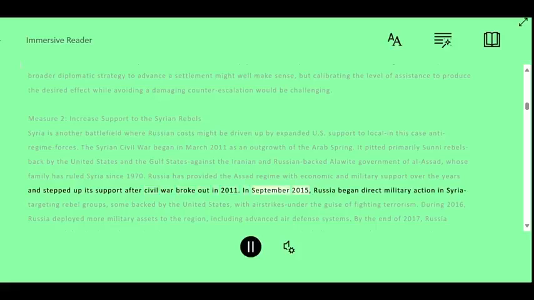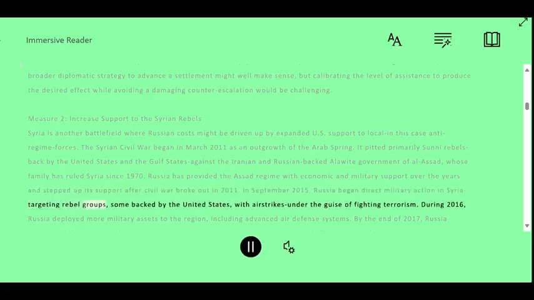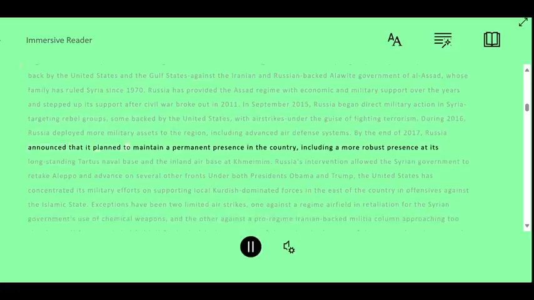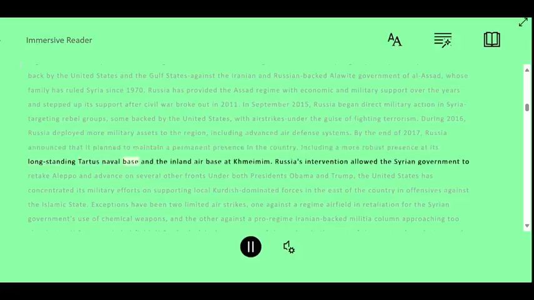In September 2015, Russia began direct military action in Syria targeting rebel groups, some backed by the United States, with airstrikes under the guise of fighting terrorism. During 2016, Russia deployed more military assets to the region, including advanced air defense systems. By the end of 2017, Russia announced that it planned to maintain a permanent presence in the country, including a more robust presence at its long-standing Tartus naval base and the inland air base of Khmeimim.